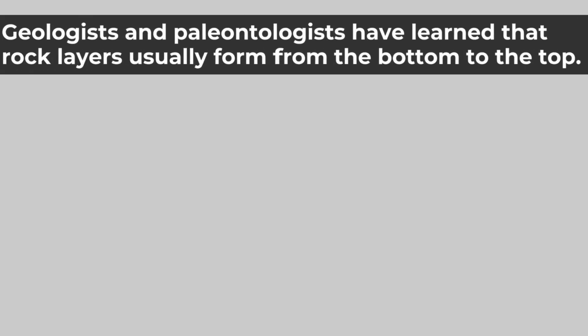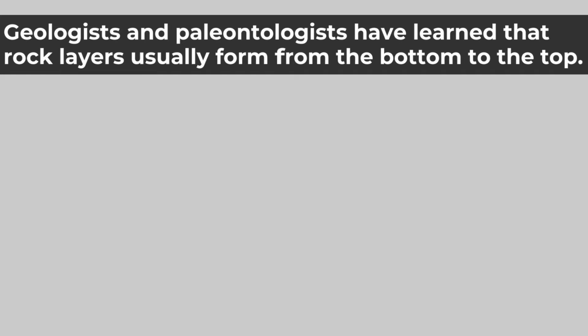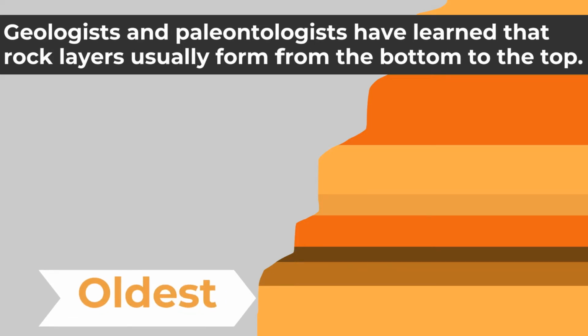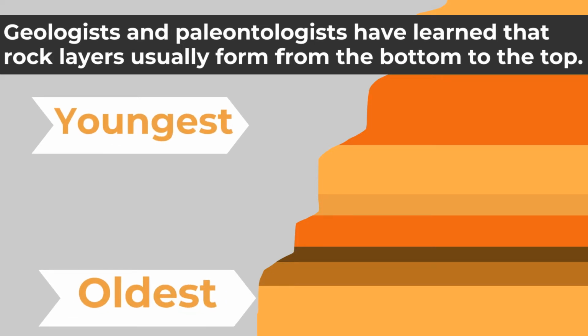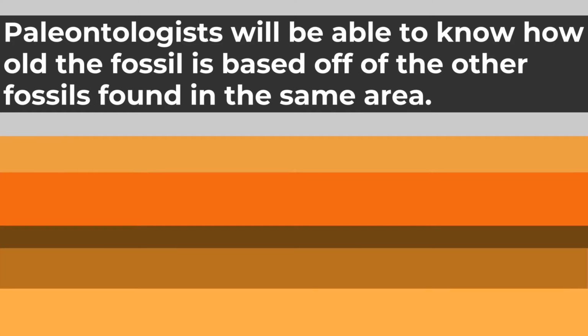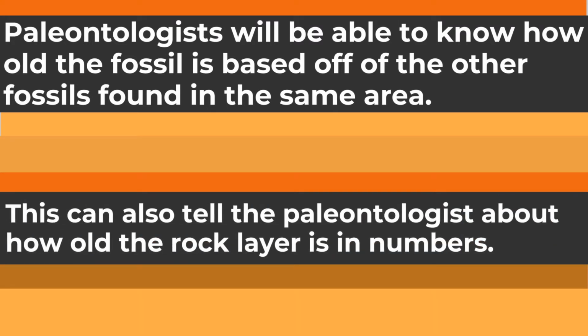First, geologists and paleontologists have learned that rock layers usually form from the bottom to the top, which means that the bottom layer is the oldest and the top layer is the youngest. This means that paleontologists will be able to know how old the fossil is based off of other fossils found in the same area. They can also tell the paleontologist the approximate age of how old the rock layer is.